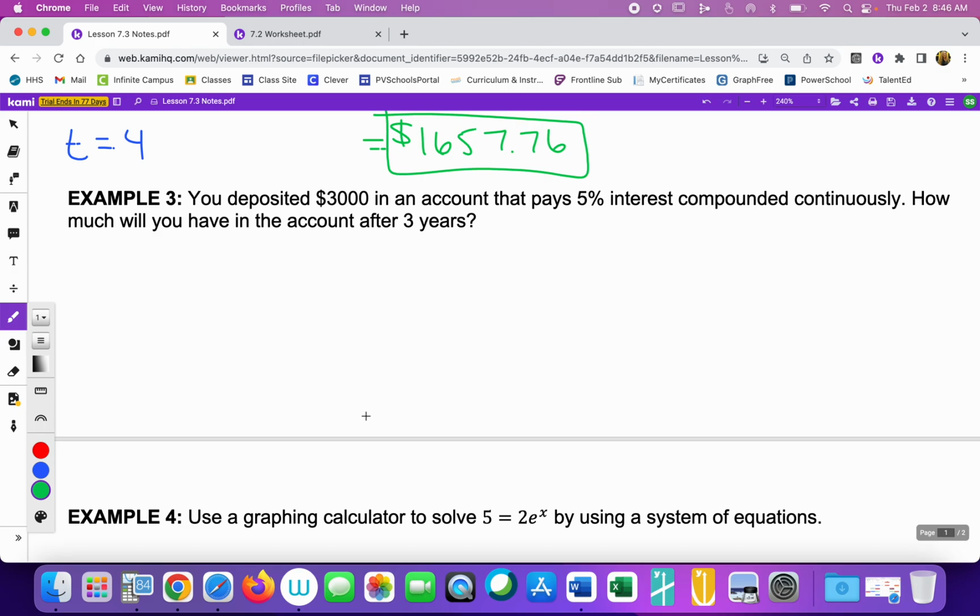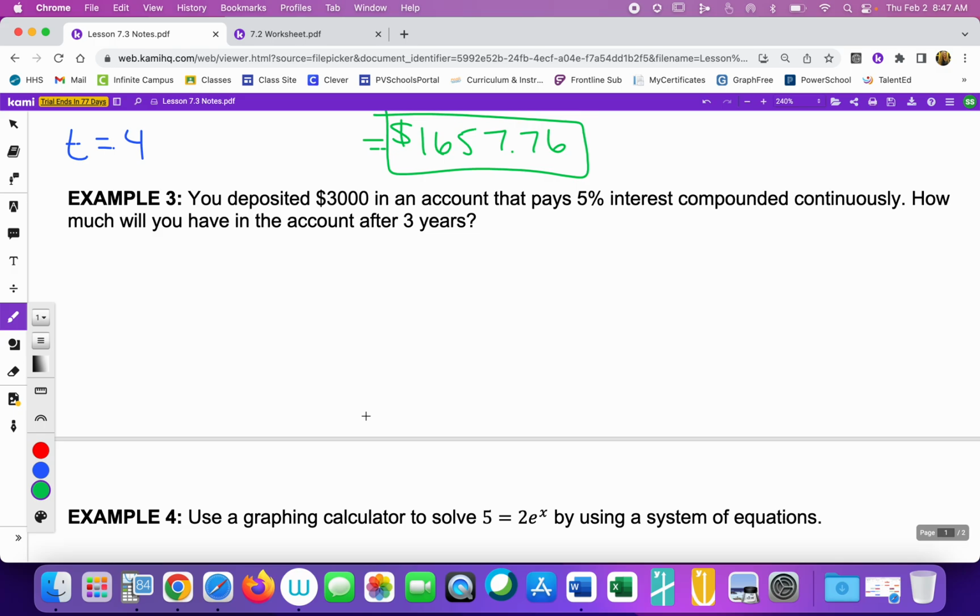Same formula. You deposited $3,000 in an account that pays 5% interest, compounded continuously. So that word continuously signifies the base E. And then how much will you have in the account after 3 years? Was 5% going to be 0.05? And if you were ever not sure, since you're taking the percent out of 100%, that's why you do 5 divided by 100, which should be 0.05. So if you're ever not sure, divide the given percent by 100.